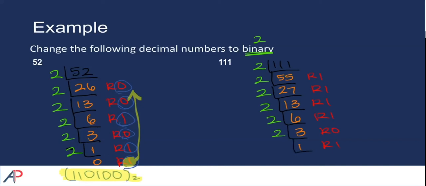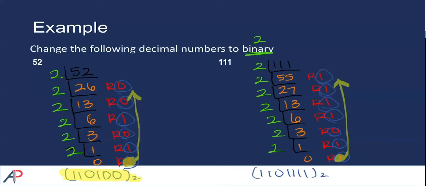Do one more division because we're still trying to attain that quotient of 0, and we get the quotient is 0 here with a remainder of 1. Now we're going to go ahead and start from the bottom and work our way up to get our binary number using our remainders, and we get 1, 1, 0, 1, 1, 1, 1. And this would be our binary number, a binary representation of 111.